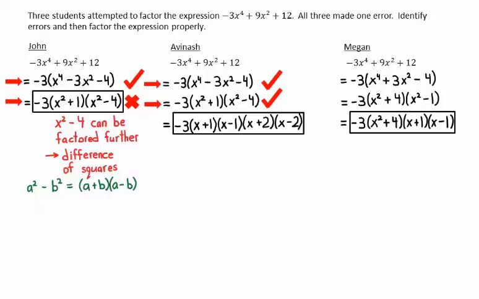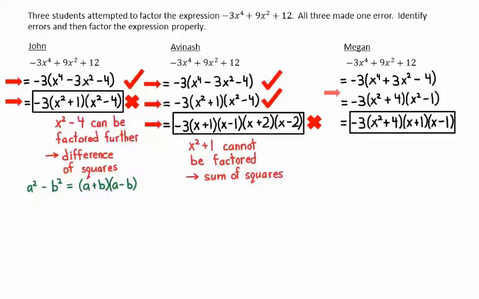In his third step, he factors the x squared plus 1 into x plus 1 and x minus 1. The x squared plus 1 cannot be factored. It's only possible to factor a difference of squares, not a sum of squares. Therefore, this last step is Avinash's error.